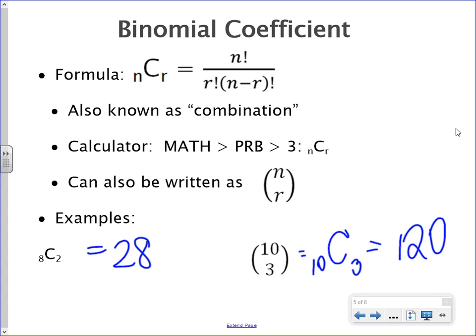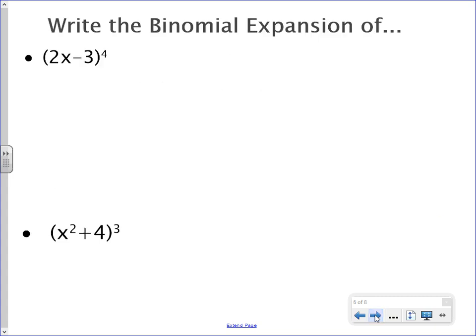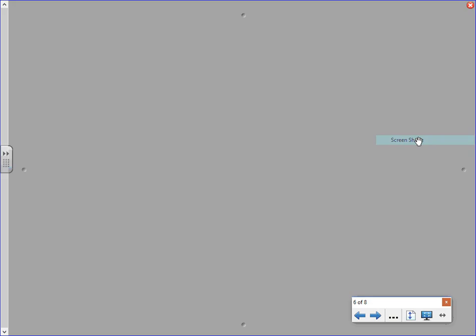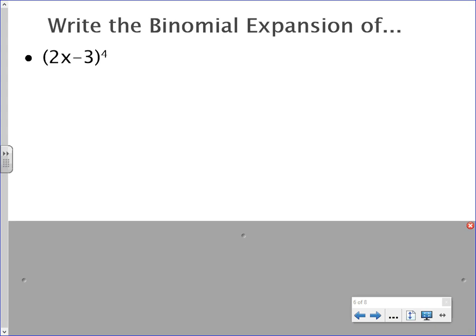Okay, I have 3 examples. Are you ready? Oh, I lied. We have 4 examples. First example, pretty tame: 2x minus 3 to the 4th power.